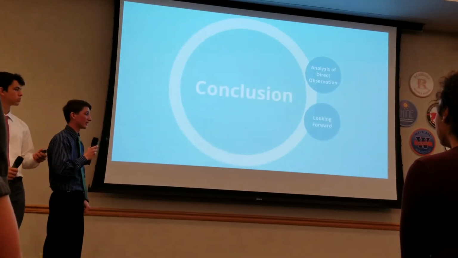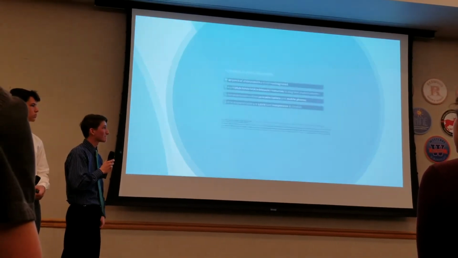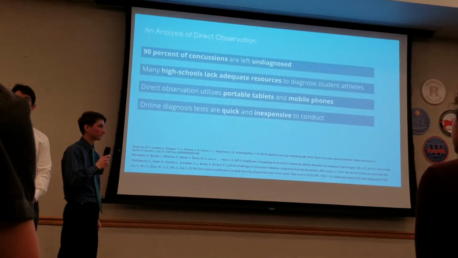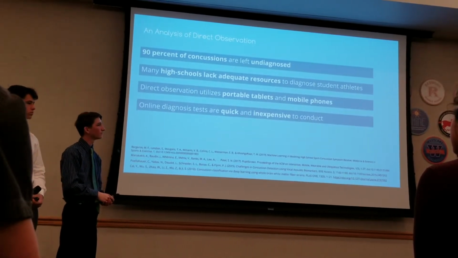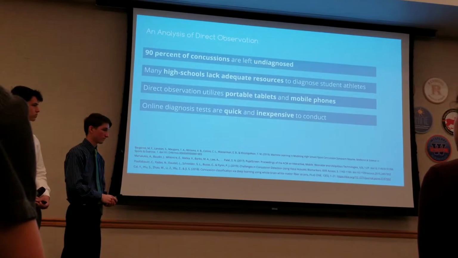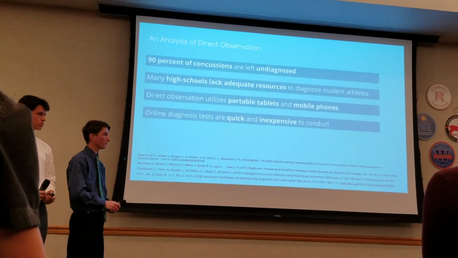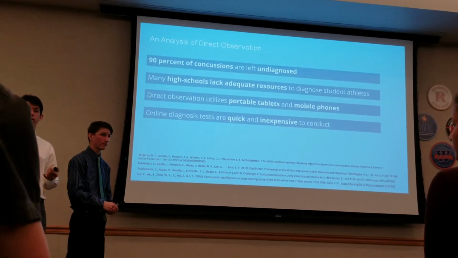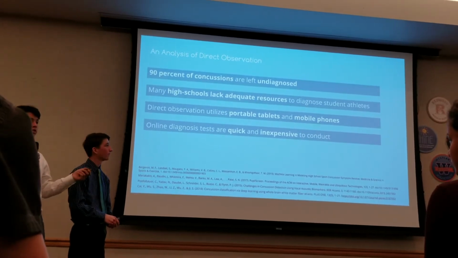Now, in conclusion, we find that the best way of diagnosing concussions is through direct observation. So according to researchers, to reiterate, 90% of concussions are left undiagnosed. In accordance with this, researchers at Civotech Analysis, which is a medical research association, determined that many high schools were lacking good enough resources to be able to diagnose concussions, and therefore students had to be transported to a hospital and pay medical bills. And according to Michigan State University, these tests can be run both quickly and inexpensively as well. And so that's going to be a huge benefit over MRI machines.